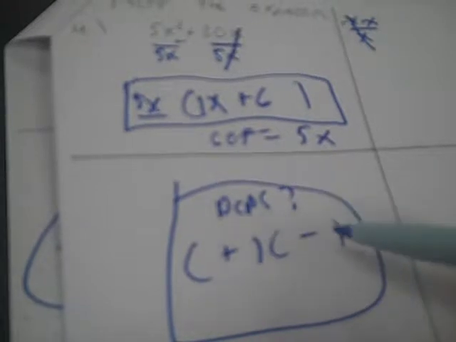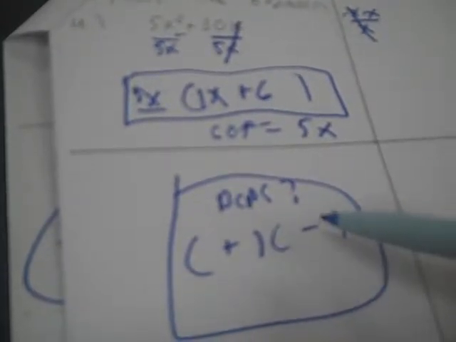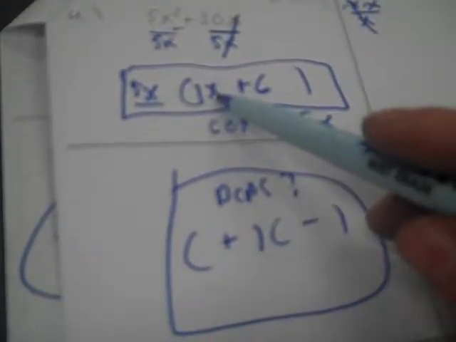DOPS, difference of perfect squares. Well, your x now isn't even to the second power, so we're not going to be doing that. So I rewrite that expression as now 5x times the quantity 1x plus 6. That's factored.